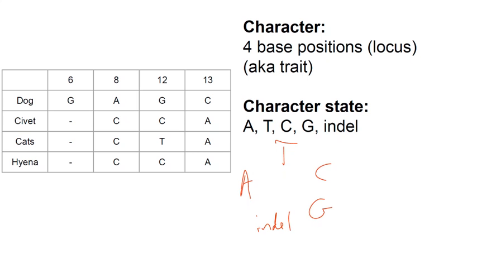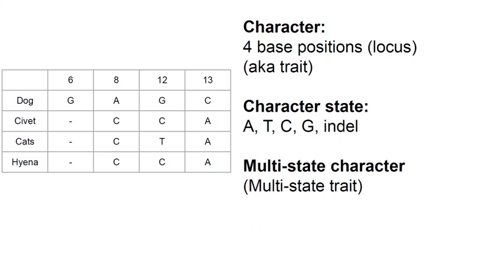And this can result in potentially complicated evolutionary histories where the A could turn into a T, A could go to C, A could go to G, and A could go to indel, and all other possible combinations. When you have these character states, these multi-state characters or multi-state traits, evolution can start to get more complicated.